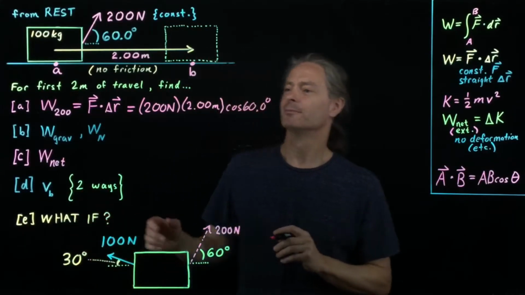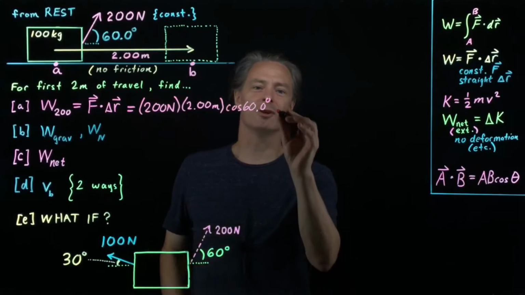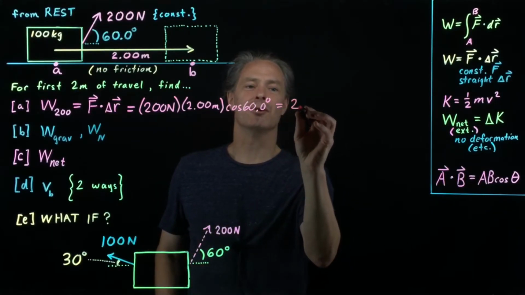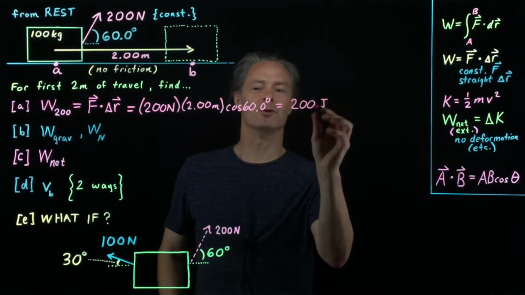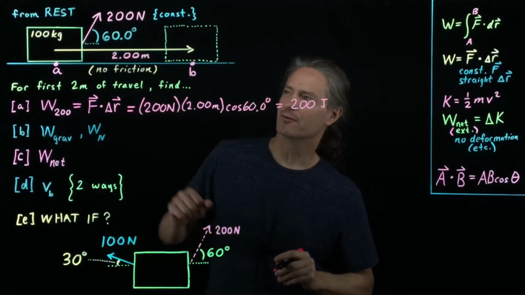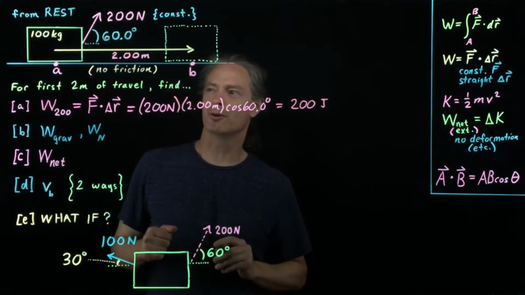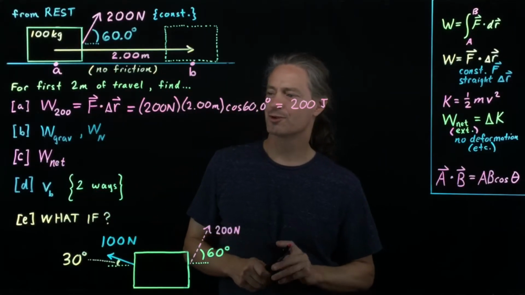Now, cosine of 60 degrees is a half. 1/2 times 2 times 200 is 200. So we have 200 newtons times meters, which gives us joules. So the work done by the 200 Newton magnitude pulling force, direction 60 degrees above the horizontal, over this 2 meter to the right displacement is 200 joules.